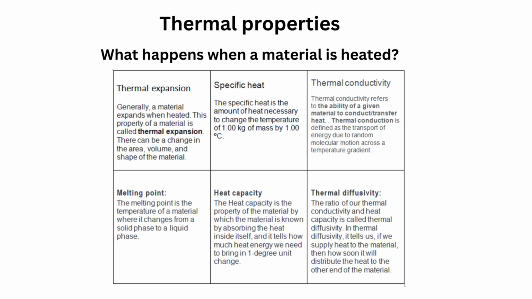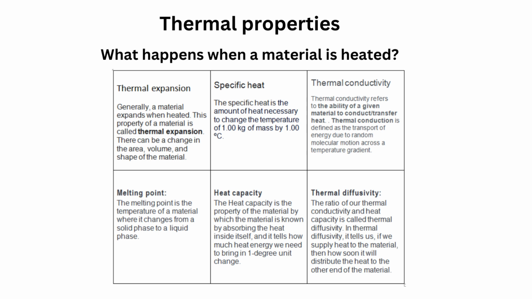What happens when a material is heated? Basically, thermal properties of a material refer to the response of materials to changes in their temperature and to the application of heat. So, when a material is heated, thermal expansion can happen. Thermal expansion means the material expands when heated. There can be a change in the area, volume, and shape of the material.